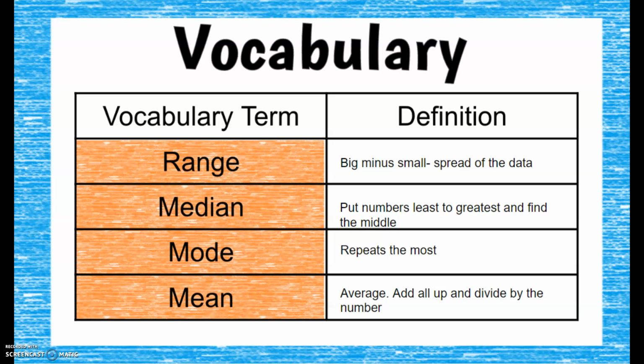Median is putting the numbers from least to greatest and finding the middle number. If you think about a median when we're driving on the road like 518 or Kingsley Drive where our school is located, you may see a grassy median in the middle of the two sides of the road. So remember, median means middle. And mode is the number that repeats the most, the number that you see the most. And mean, we also refer to it as the average. It means to add up all the numbers and divide by the number.